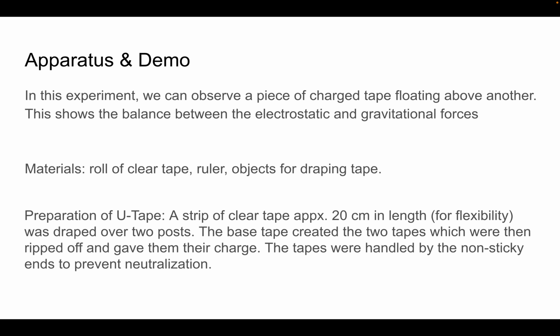For the setup, we kept it simple. We used a roll of clear tape, a ruler, and a post to drape the tape over. We charged the tape by ripping it off a base layer, and to prevent neutralization, we only held the non-sticky ends. When charged, the tape either repelled another piece of tape or floated slightly. This shows the balance between electrostatic and gravitational forces.